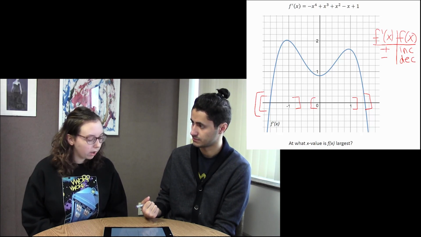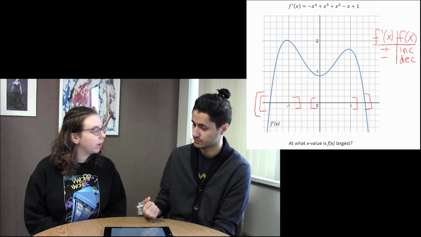And then f of x stops increasing when x is 1.5. Yeah, and I think when f of x stops increasing, it should be at its maximum value. So f of x would be largest at x equals 1.5.